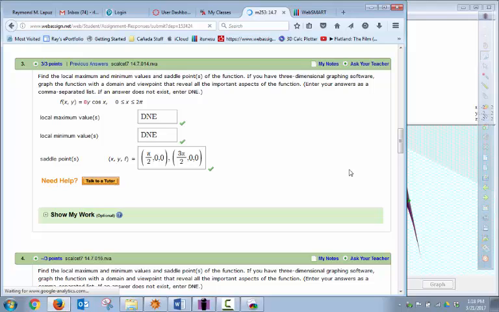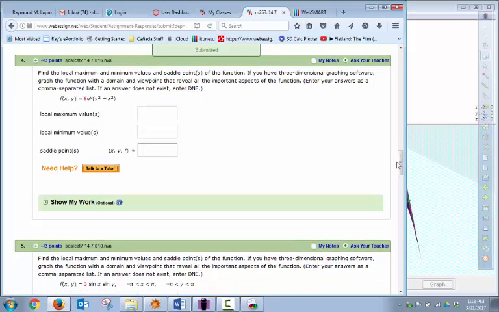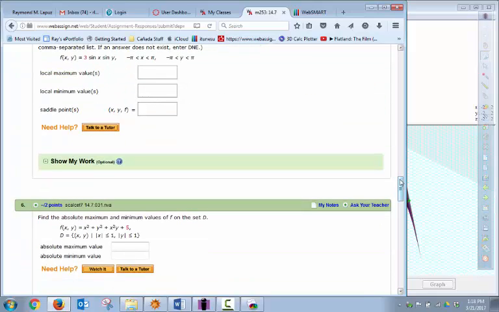Okay, so let's do another one. Let's try an absolute max-min. The thing about the absolute max or min is that you're focused on finding the critical points, and you don't need a second derivative test. So let's briefly talk about absolute max and mins.